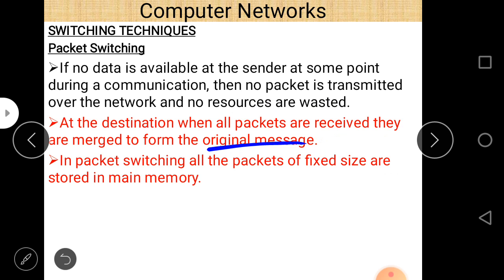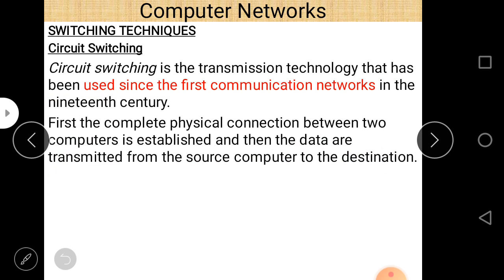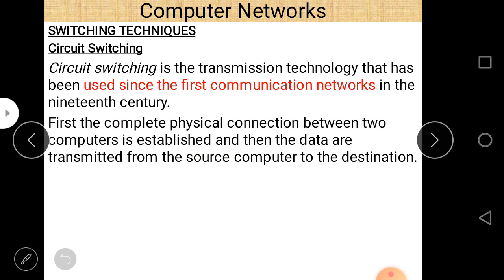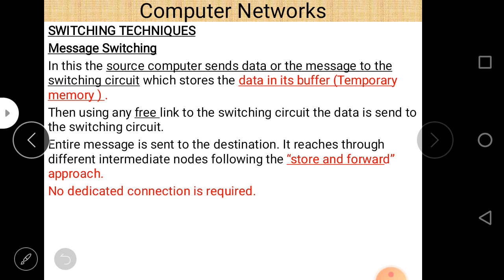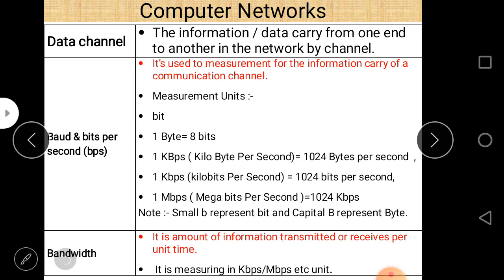So the points regarding these switching techniques must be learned. First of all, write these important points on a copy and then learn them.